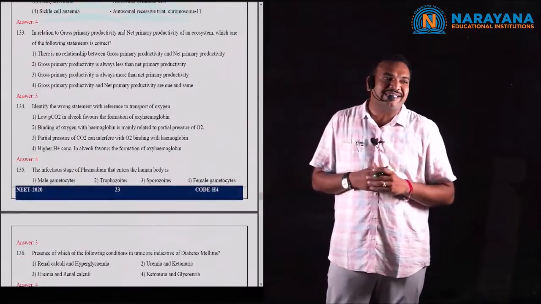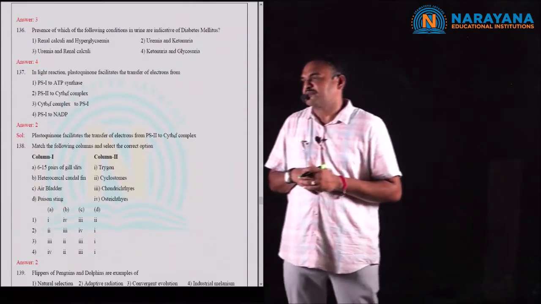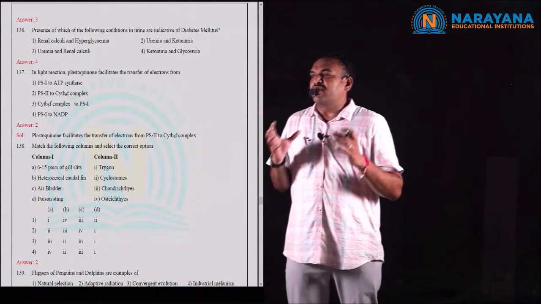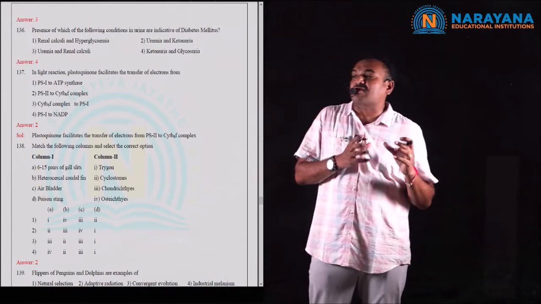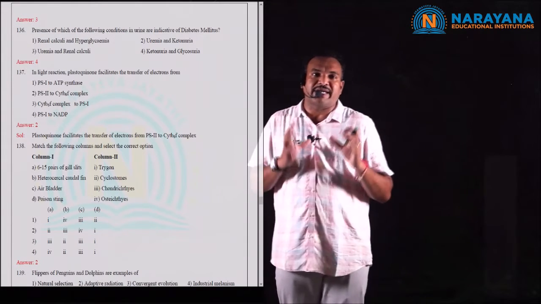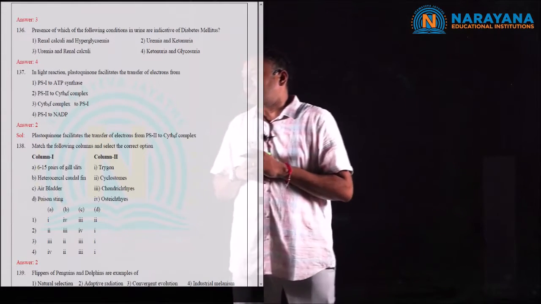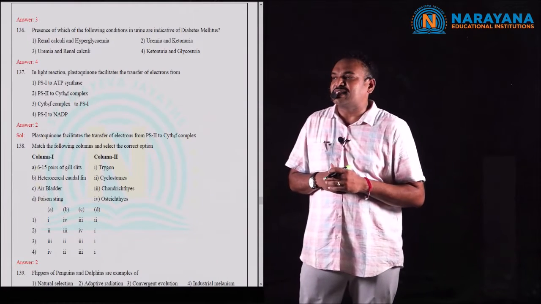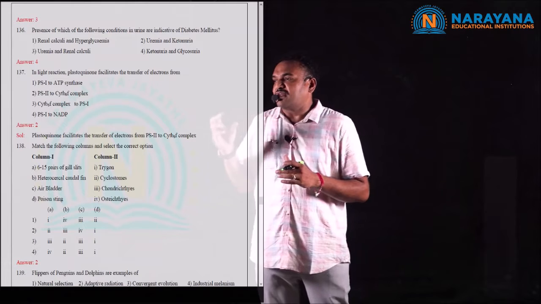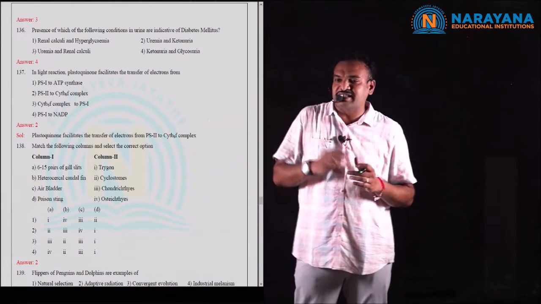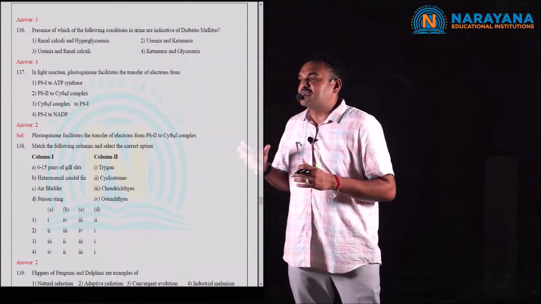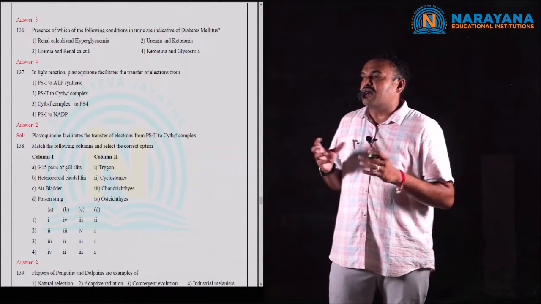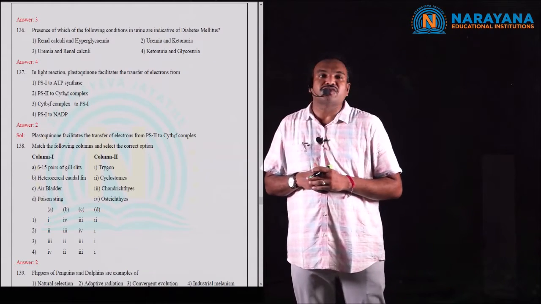And the next question, question number 137. In light reaction, plastoquinone facilitates the transfer of electrons from, see here, a very important point, especially they have given options: first option, photosystem 1 to ATP synthase; second option, photosystem 2 to cytochrome b6f complex; third option, cytochrome b6f complex to photosystem 1; and fourth option, photosystem 1 to NADP.